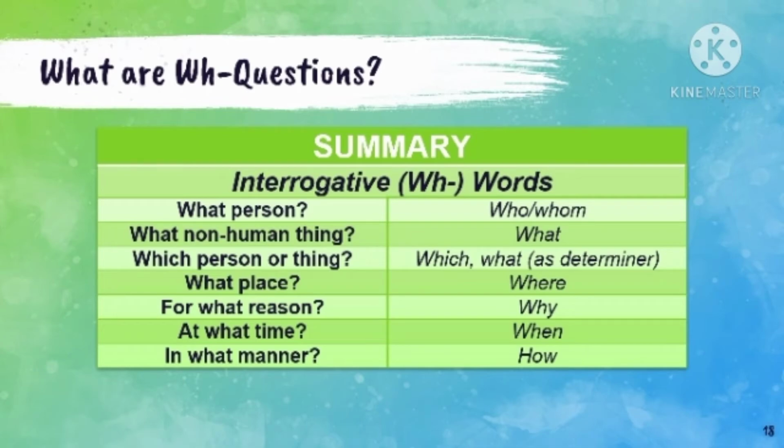Next, what place? It corresponds with the WH question where. Next, for what reason? It corresponds with the WH question why. Next, at what time? Its counterpart WH question is when. And lastly, in what manner? Its corresponding WH question is how.